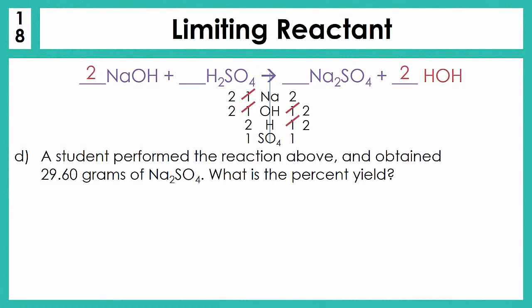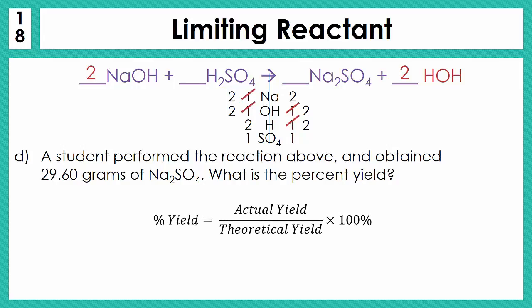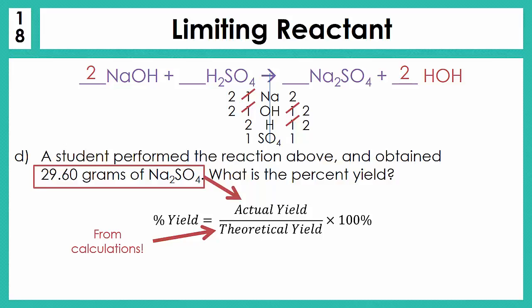A student performed the reaction and obtained 29.60 grams of sodium sulfate. What is the percent yield? So to find the percent yield, we need to take the actual yield or the experimental yield and divide it by the theoretical yield, which comes from calculations. So I can plug in these numbers, multiply it by 100%, and they got a percent yield of 82.6%.